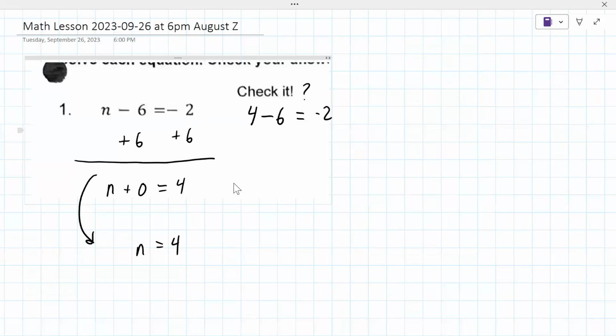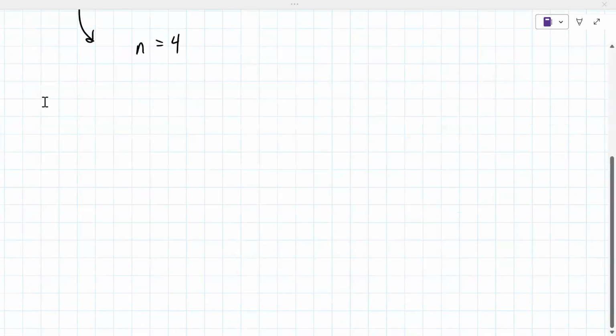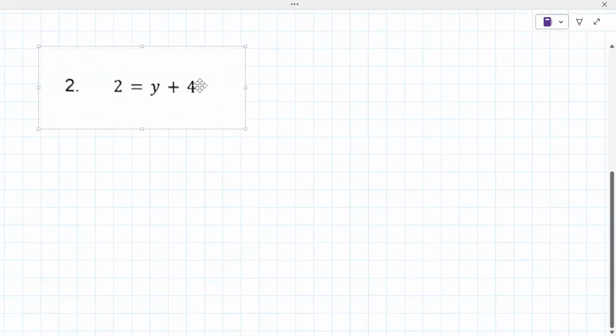So this is true, -2 equals -2. And we'll just keep going here with the next one. Nothing you've shown me is different than what I would show you, so this should go well. You look at the side with the variable. You undo addition by 4. So you do that by subtracting 4 from both sides.